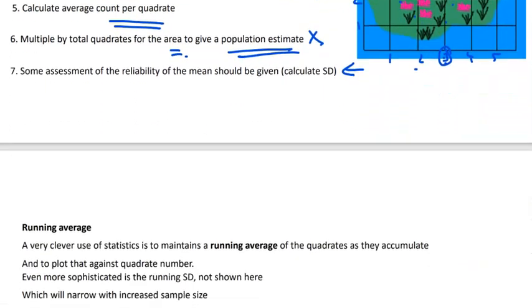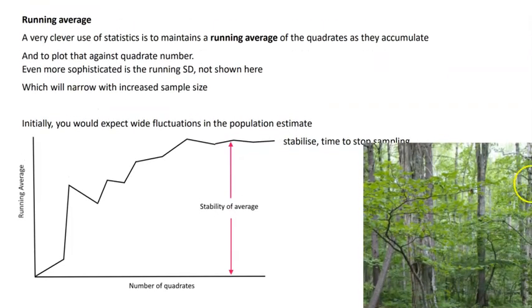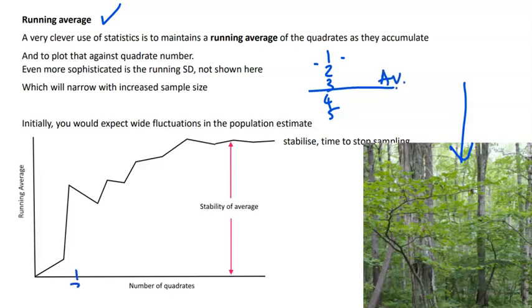One way of improving the method I've just shown you is a very simple technique called the running average. So we're in this forest and we're using our quadrat method. We're generating random numbers. We're generating numbers per quadrat. And so after 1 quadrat, 2, 3, 4, and 5, so after 2 or 3 quadrats, we can calculate the average and then plot this on the graph here.